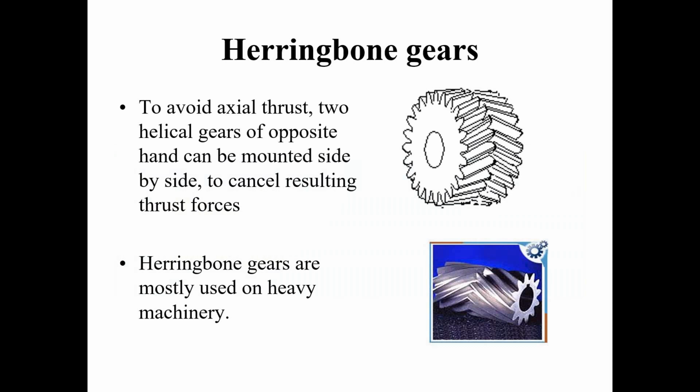Next are herringbone gears. From the image you can see they look similar to a helical gear, but the angle is slightly increased compared to helical. To avoid axial thrust, two helical gears of opposite hand can be mounted side by side to cancel the resulting thrust forces. As I said, this is similar to a helical gear. Herringbone gears are mostly used on heavy machinery.